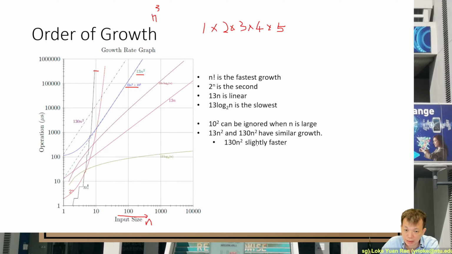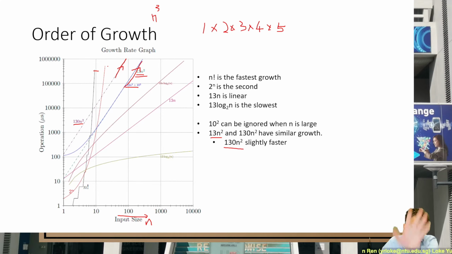So then compare the 13n squared and 130n squared. You can look at this one and this one. Of course, 130n squared always grows faster than 13n squared. But you can find that after n grows higher and higher, they are almost parallel.